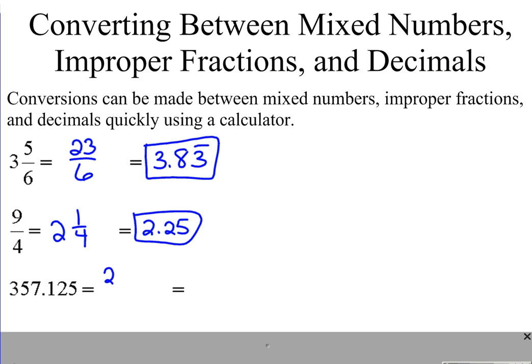357.125. Put that into your calculator. Change to a fraction first. 2857 over 8. Change to a mixed number. 357. Notice the whole number in front of the decimal point is the same as the whole number in our mixed number. Then the 0.125 is what we really need to change to a fraction. Then the decimal part always becomes our fraction part. That is 1/8.